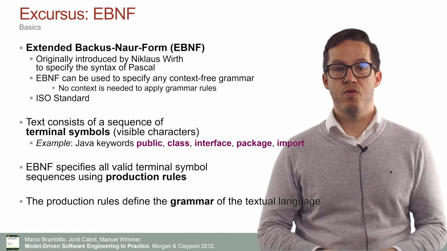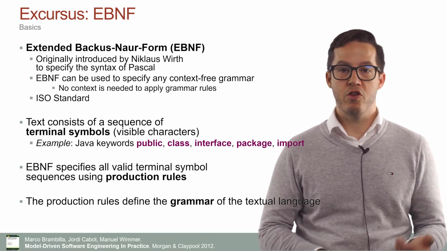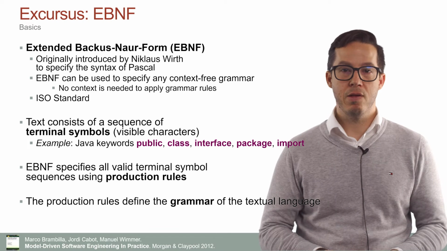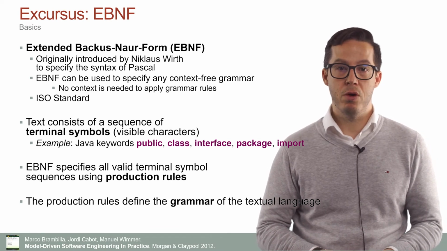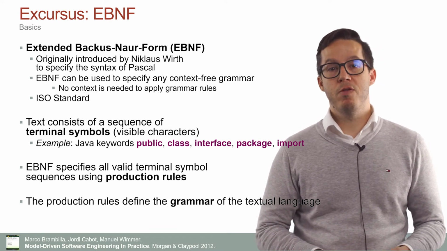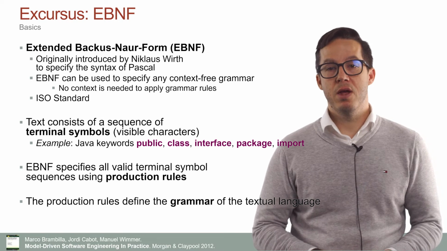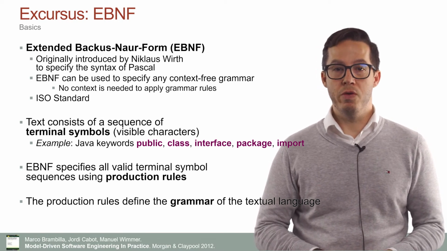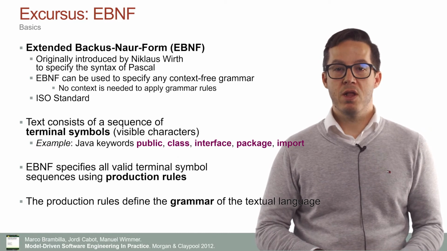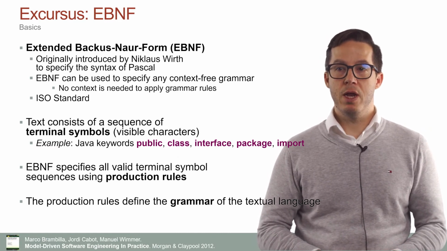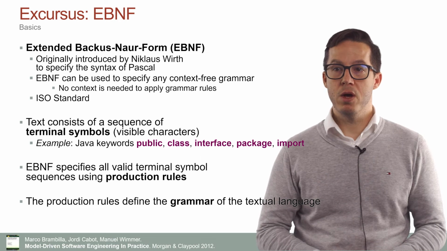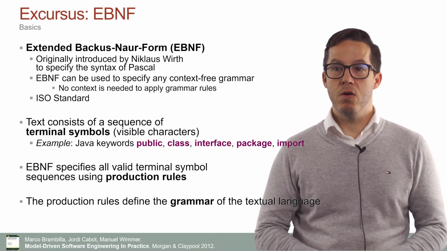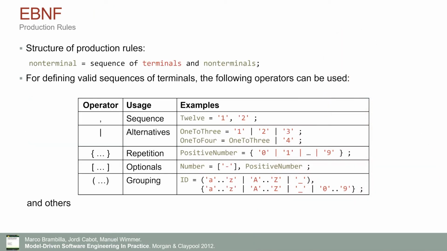consist of a sequence of terminal symbols like the Java keywords public, class, interface, package, and import. And EBNF specifies the valid combinations of the terminals by production rules. And these production rules then define the grammar for the textual language in a compact and concise way, using a set of predefined operators that we see here.